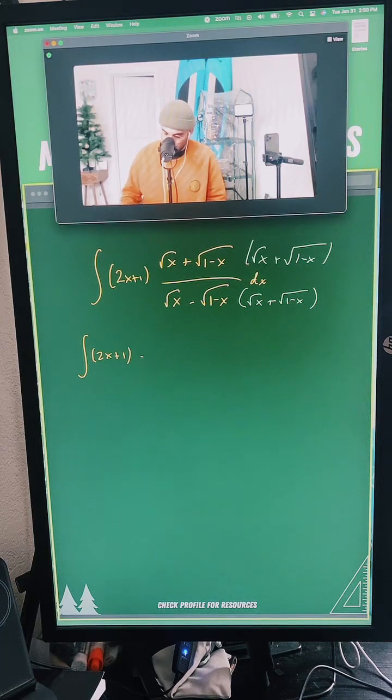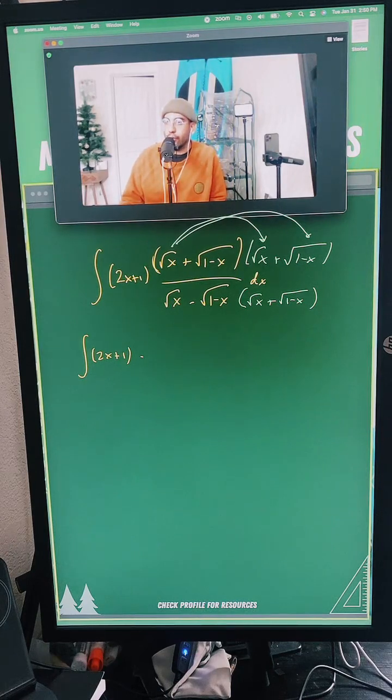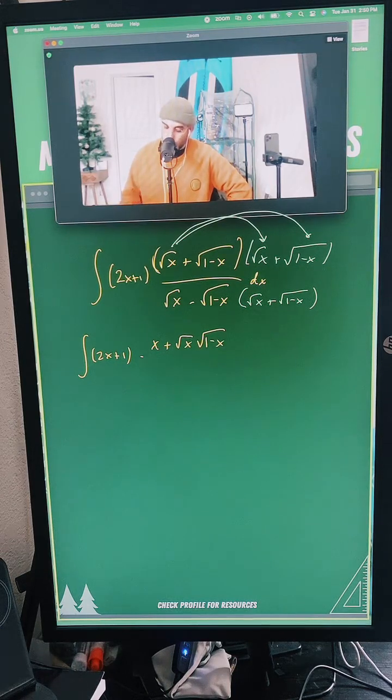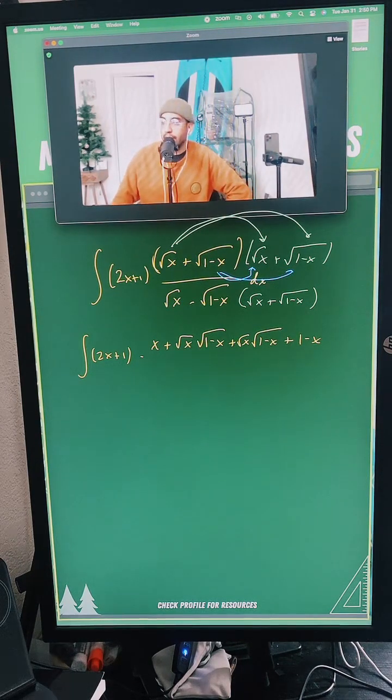Let's work on the top first. On the top, what you're technically doing is a FOIL of these things. So if you follow along, if I start with the first and then the outer, we're going to be left with x plus root x root 1 minus x. And then we're going to do the inner and the last. And that's going to be plus root x root 1 minus x plus 1 minus x. You're going to see that those radicals cancel out.